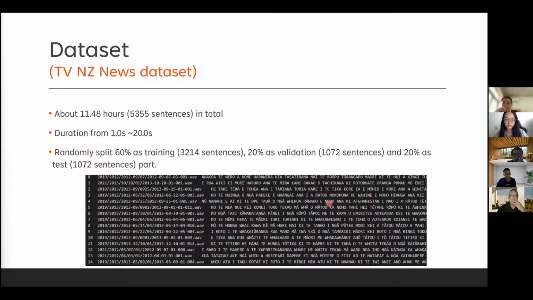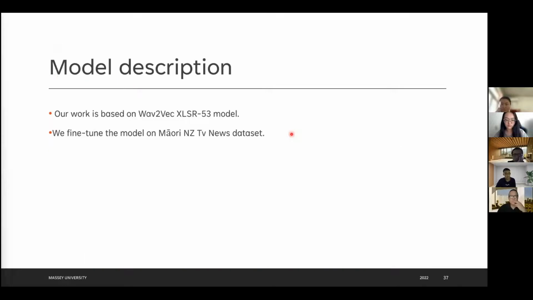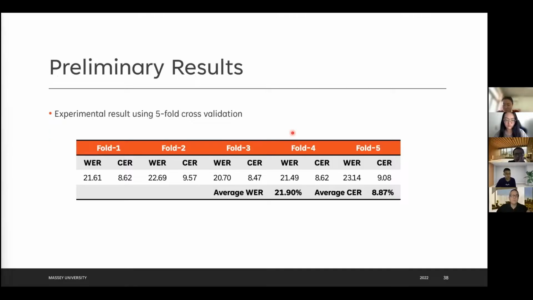And this is how our data looks in raw form. These are the labels for the text, and this is the path for the audios. We use that structure while training the model. Our model is based on the XLR model that we just discussed, which was previously trained on 53 languages. We just fine-tune it on the Māori language dataset that we have here, and on that basis we present our results with 5-fold cross validation.